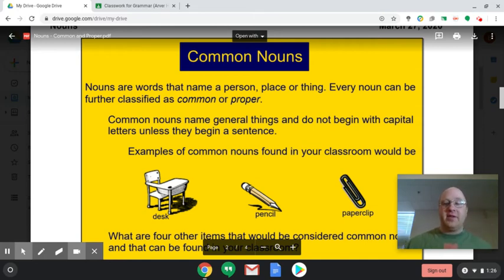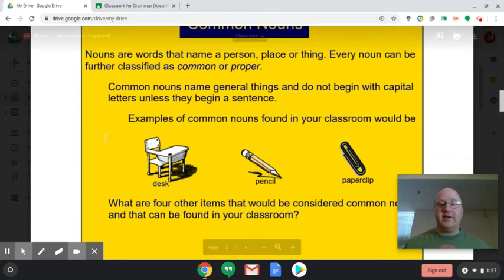So any person, place, or thing would be a common noun, like you say a boy, girl, teacher, doctor, desk, dog, city, town. All those are examples of common nouns, or not any particular or specific person, place, or thing. And then you can see here some examples that are on this slide. You have a desk, a pencil, a paper clip.